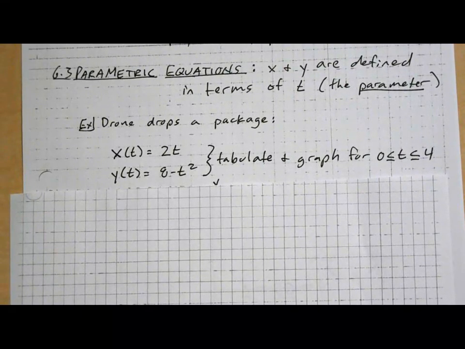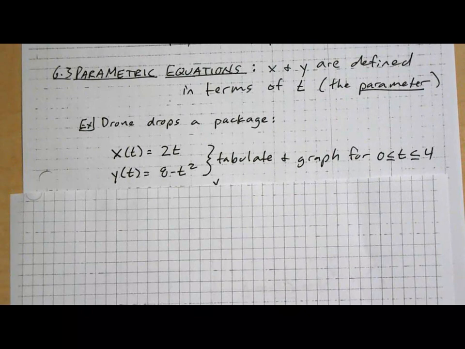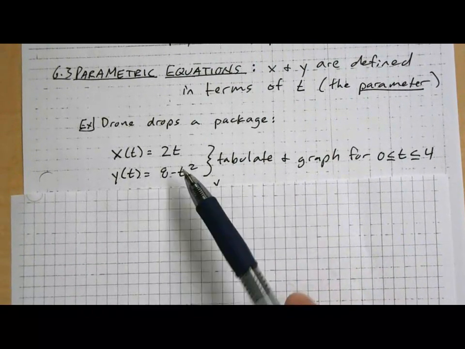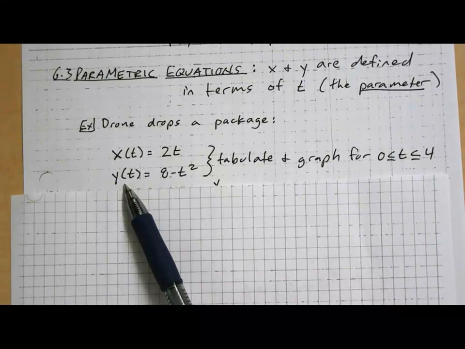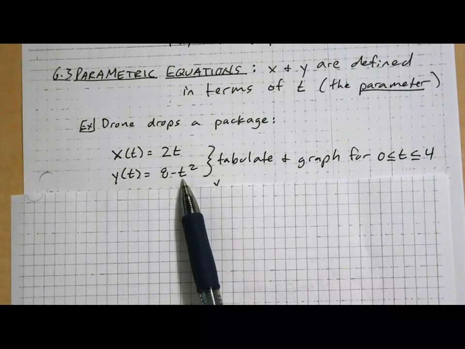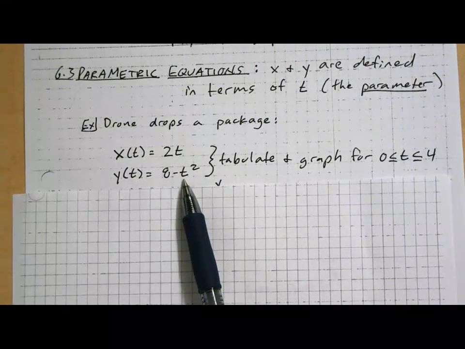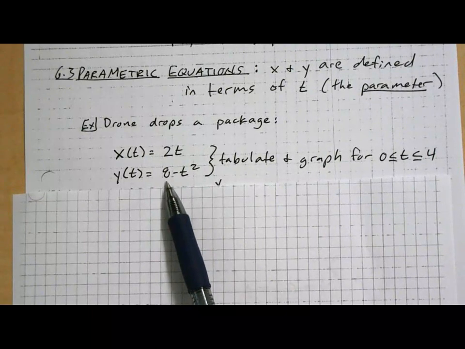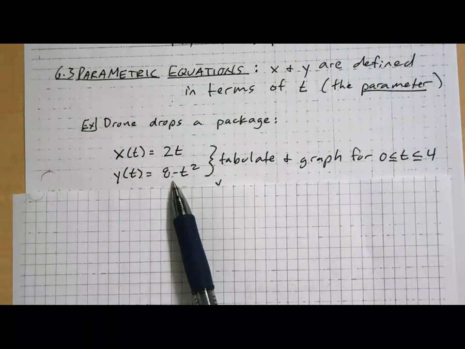Someone predict for me how high up is the package going to be when the drone drops it at time 0? At time 0, how high up is the package going to be? So how high up, we'd be looking at the y equation, right? And if I plug 0 in for t, how high up is that package going to be when it drops it? 8. So 8 meters tall, 8 feet tall, whatever.